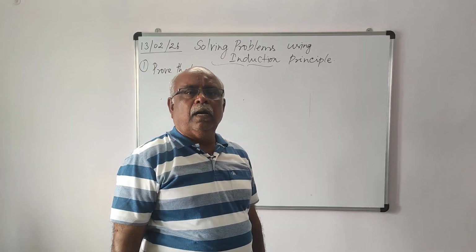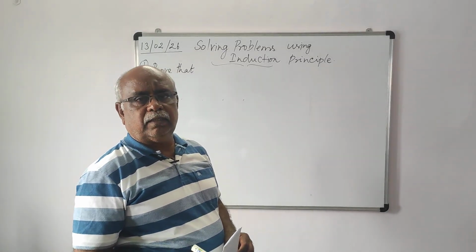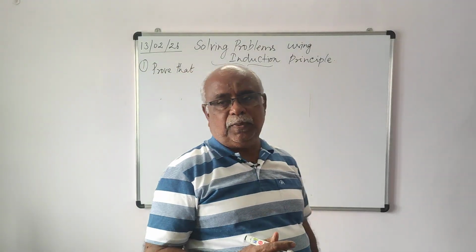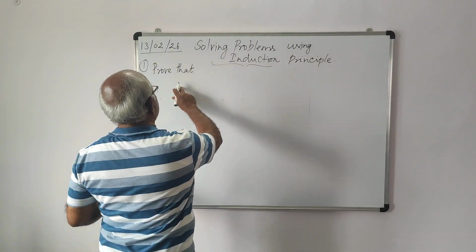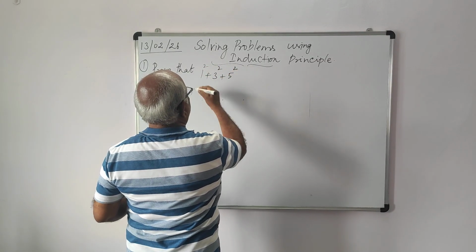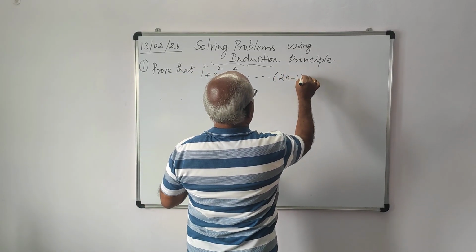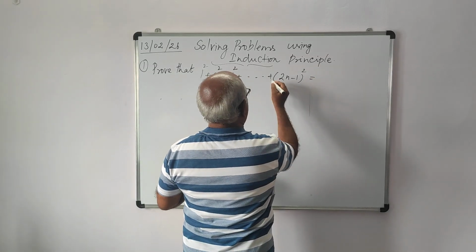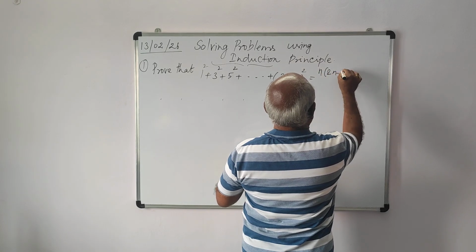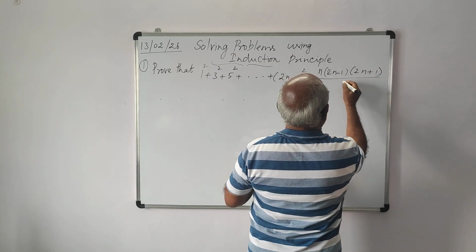My dear students, in this video I am going to solve a problem in the topic mathematical induction. That is, I am going to derive one mathematical result by using the induction principle. The problem is, prove that 1 square plus 3 square plus 5 square plus etc. plus (2n minus 1) square equal to n into (2n minus 1) into (2n plus 1) by 3.